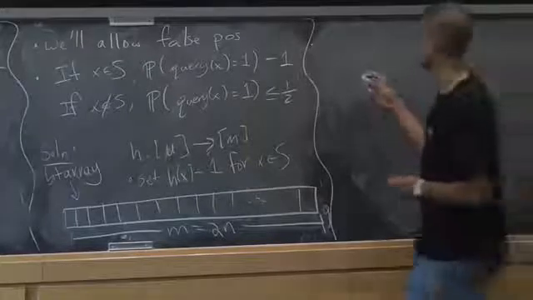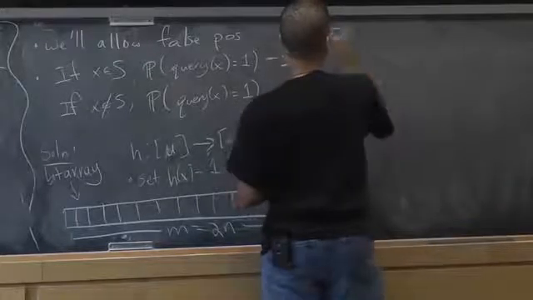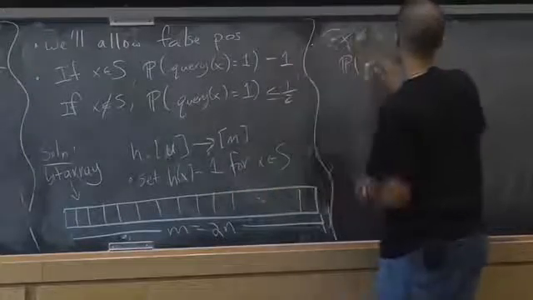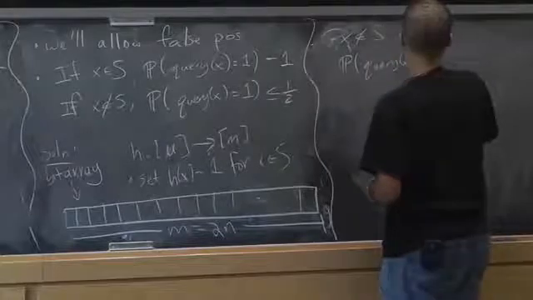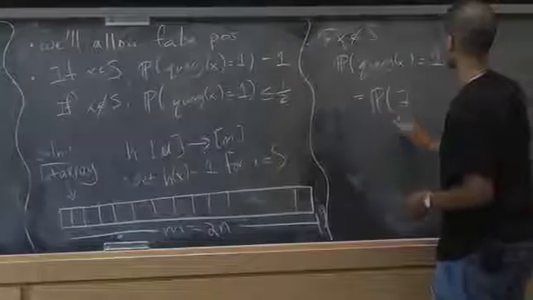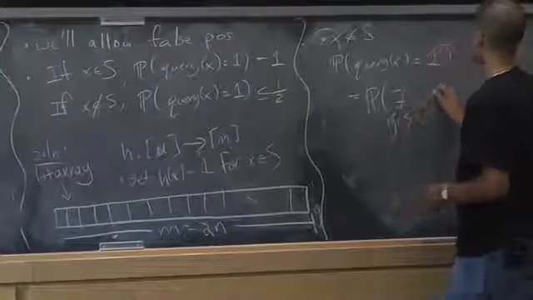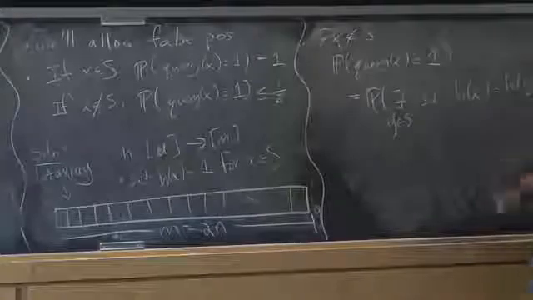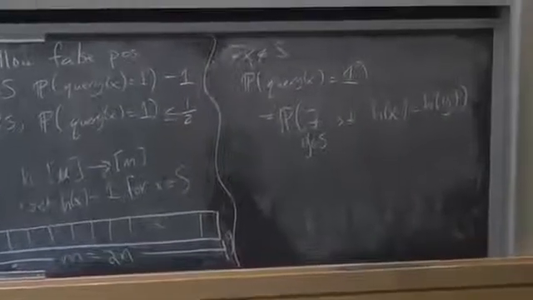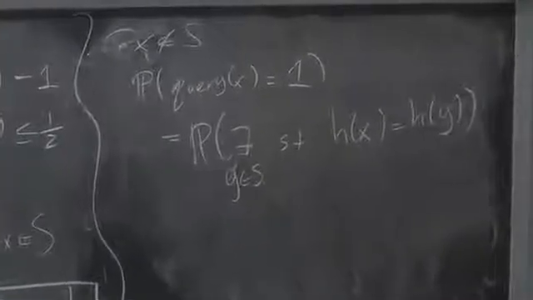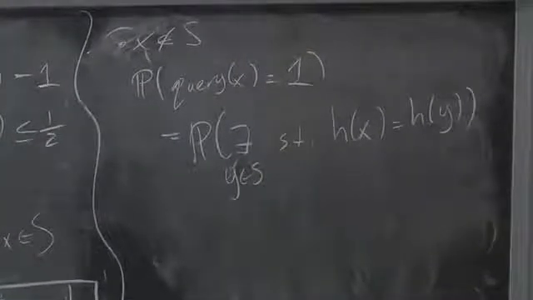Right, so as you said, let's say x is not in S. Then the probability that query of x equals 1 is the same thing as the probability that there exists some y in S such that h of x is equal to h of y. If there's someone who collides, you'll be fooled. So how do you bound this? If I want to be a little pedantic, what's the next thing I would do?